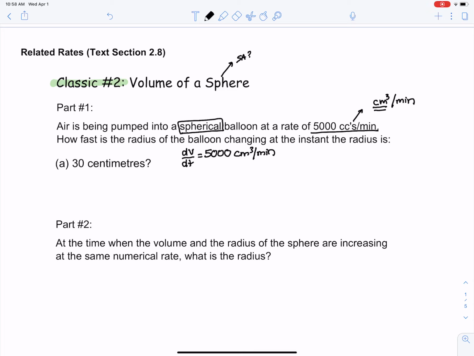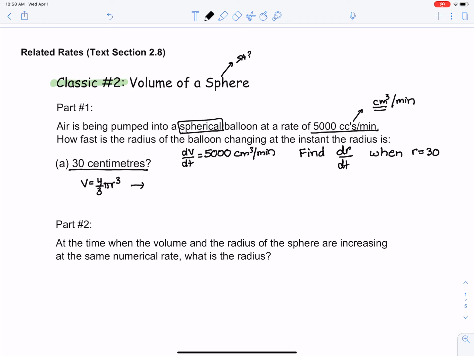They're asking how fast is the radius changing, so find dr/dt. Find how fast the radius of the balloon is changing at the instant the radius is 30 centimeters. So when the radius is 30 centimeters, analogously, this is like when I hit the Red Deer sign. So I need an equation that relates the volume to the radius in a sphere. My volume is 4/3 pi r cubed.